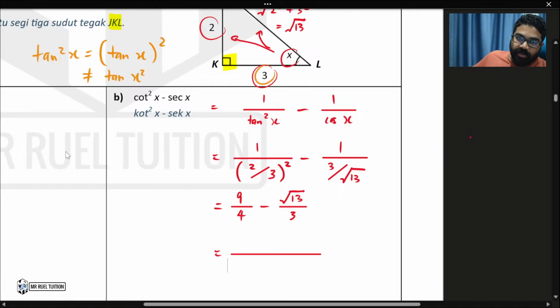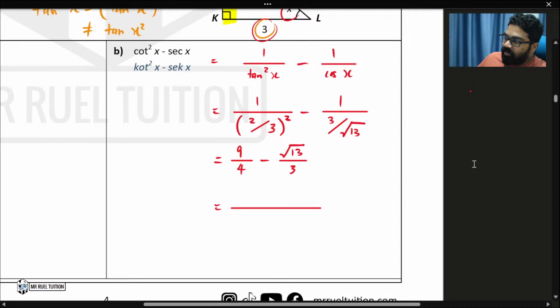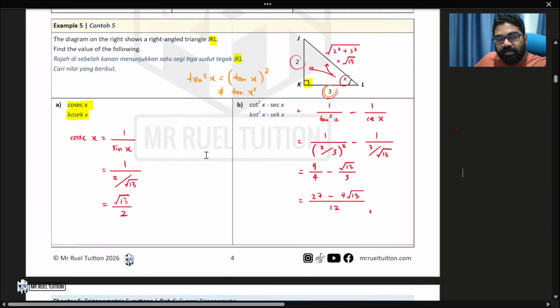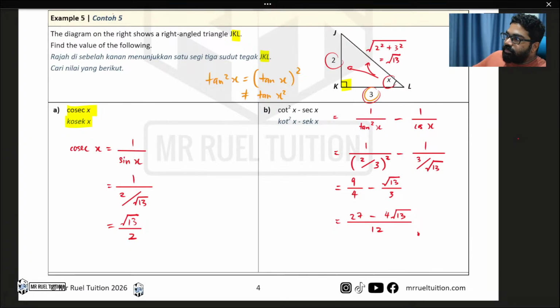So this one you give in the simplest form. You can leave it in surd form. So this will be 27, minus, times 3 over 3, and this one times 4 over 4, minus 4 root 13, over 12. Done. You can leave your answer like this. Surd form is fine. So these are your new identities.